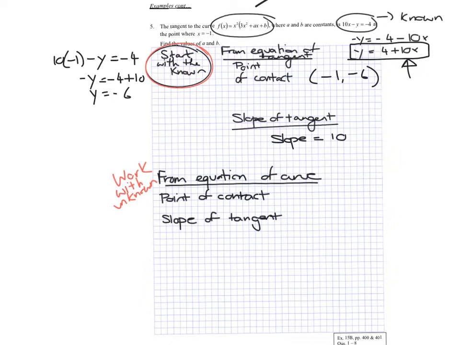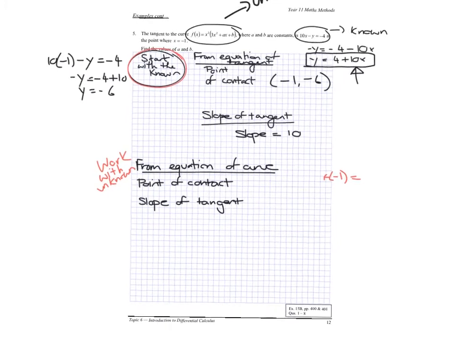Okay, now from the equation of the curve, let's find the point of contact. Well, we've got f of x equals x squared times 3x squared plus x plus b. To find the point of contact, all we're going to do is substitute in where x equals -1. So over here, I'm just going to write that: f of -1 is going to equal -1 all squared.